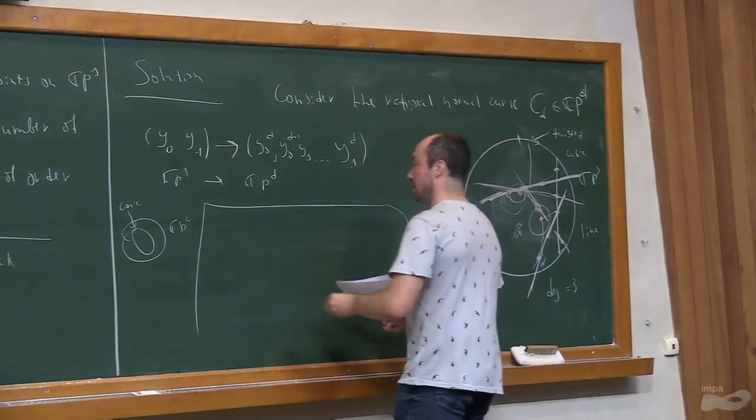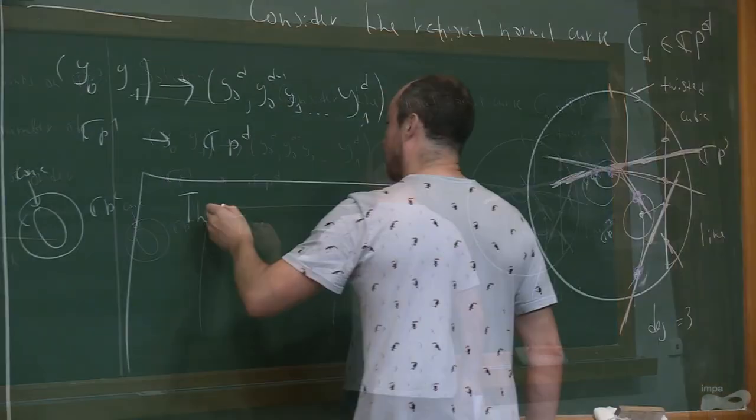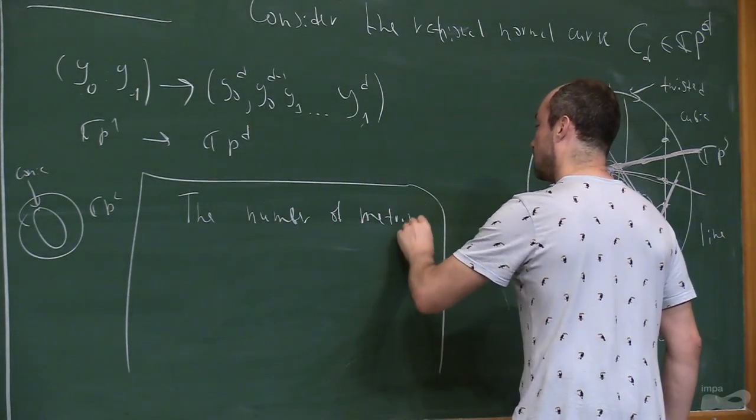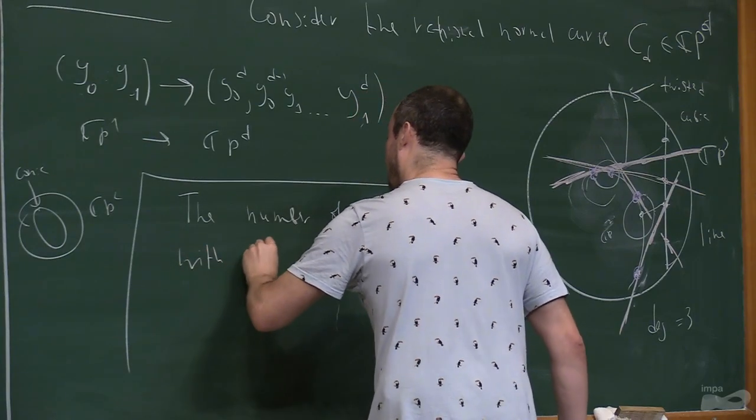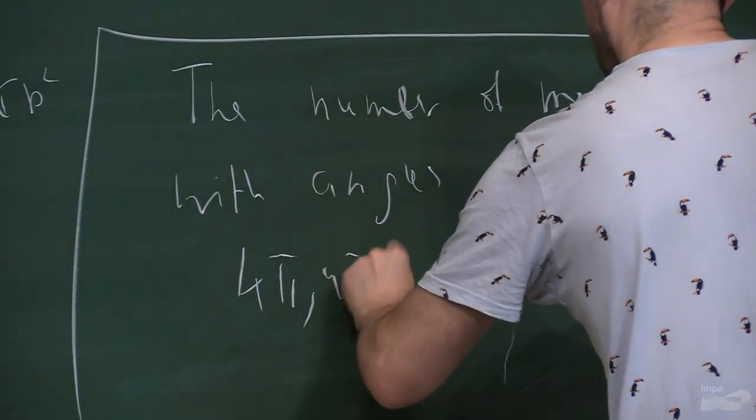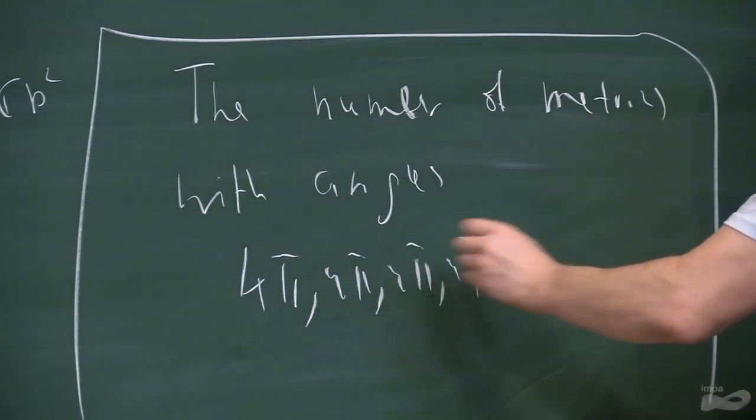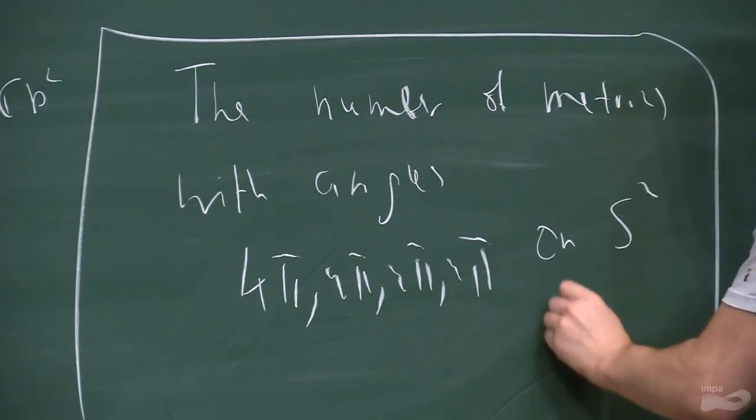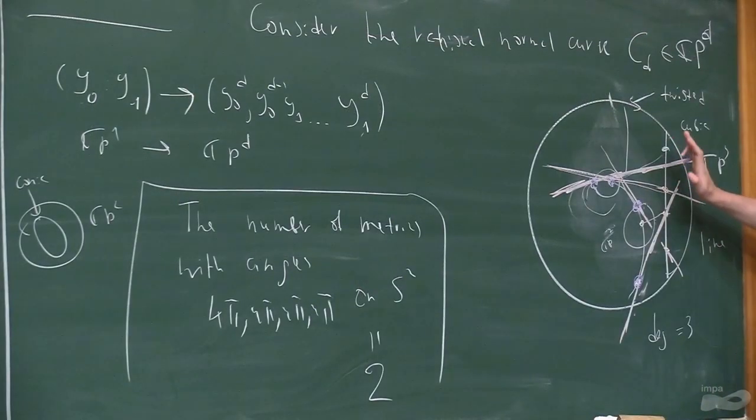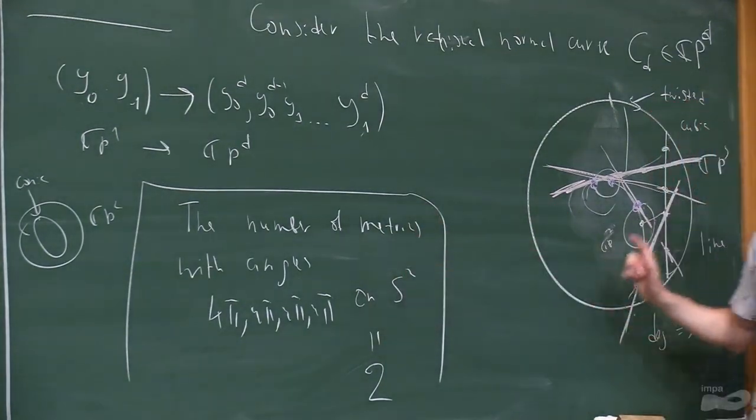what I want to say is that the number of metrics with angles 4 pi on S2 is equal to 2, okay? Modulo some kind of equivalence. In each conformal class, yeah, there will be like two metrics, basically, up to projective equivalence.